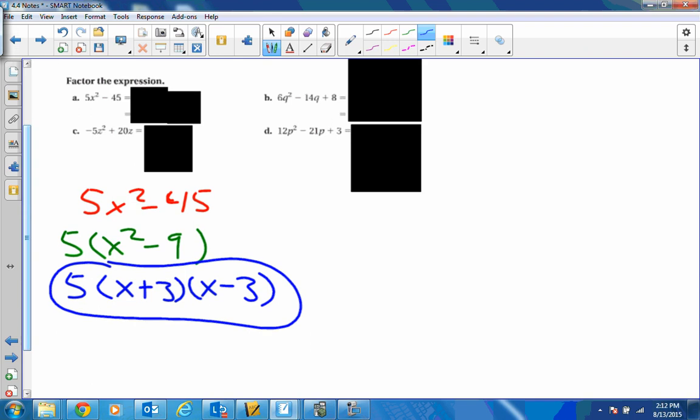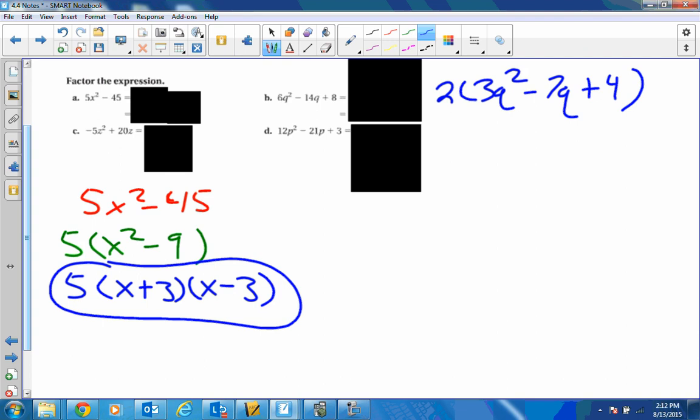B, they both have a common factor of 2. Every term, 6, 8, 14, has a common factor of 2. So we're going to factor out a 2. And when we factor out 2, we end up with 3q squared minus 7q plus 4, because we divided each of those terms by 2.